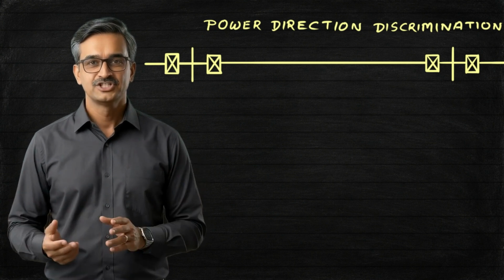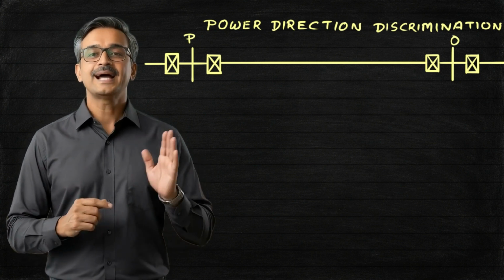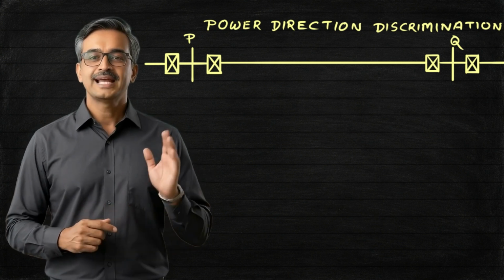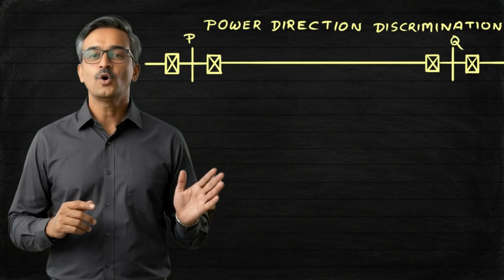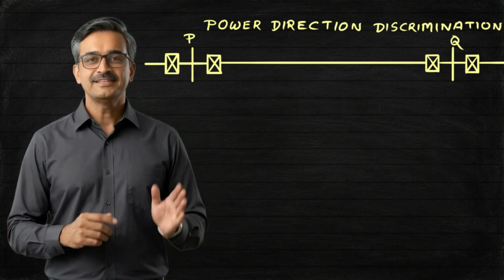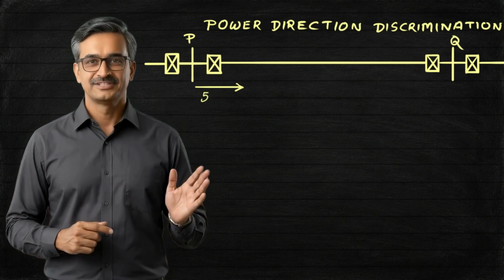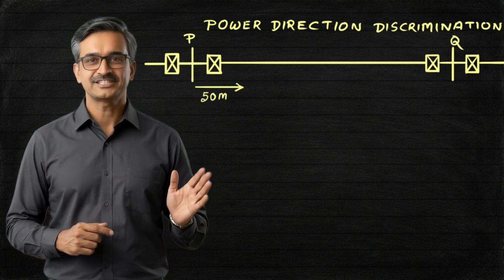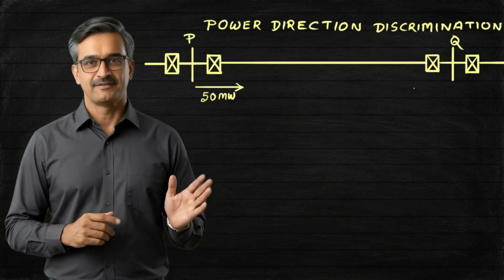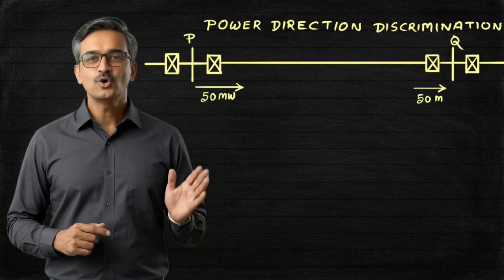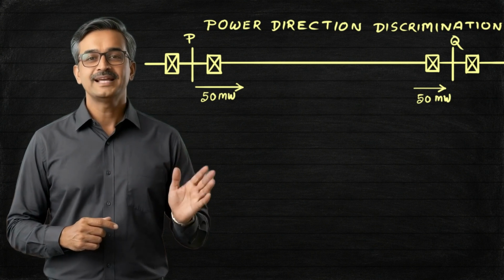Imagine we have a transmission line connecting substation P and substation Q. This transmission line is the section we want to protect. First, consider normal operating conditions. Suppose 50 megawatts of power flows from substation P to substation Q. Power enters the transmission line at P, travels through the line, and leaves the line at Q to supply the connected load. Everything is perfectly healthy.